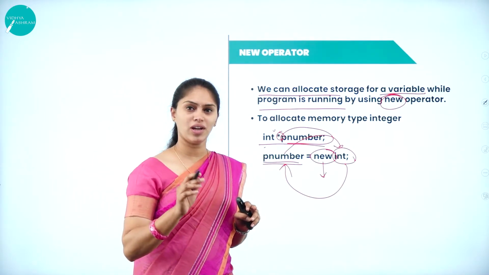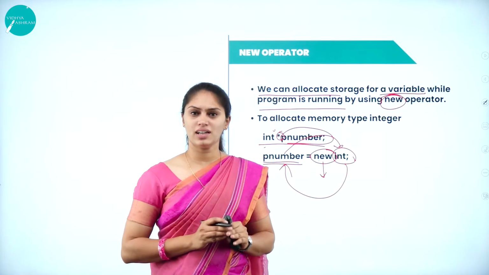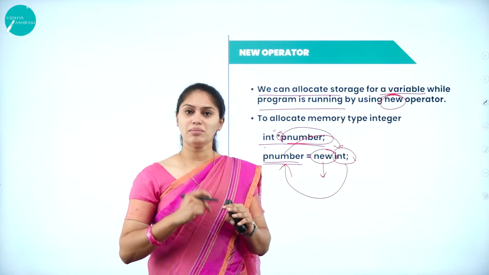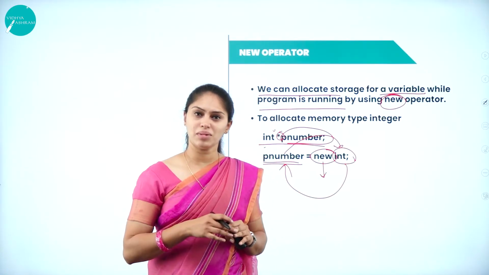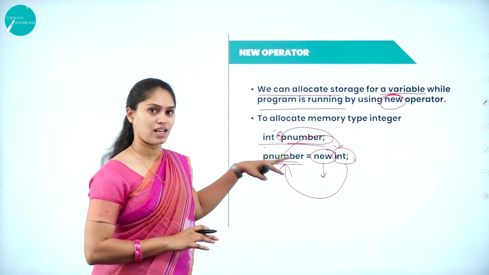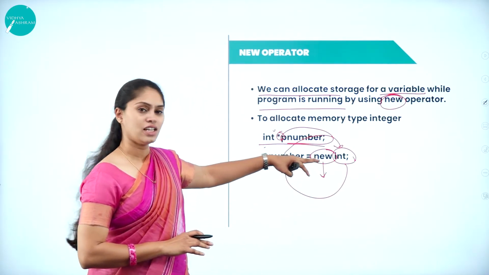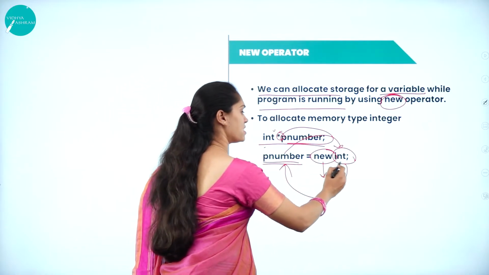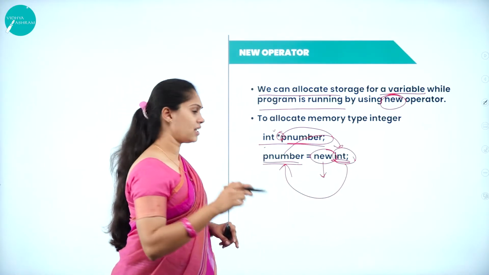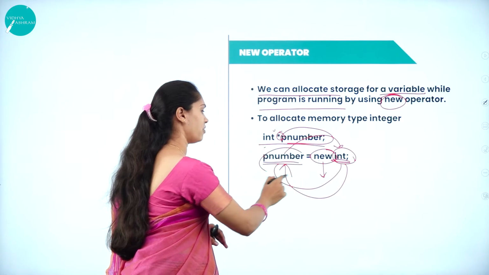Okay, so what I am doing? I am declaring one pointer variable. After that, I am allocating the memory space dynamically to that pointer variable by making use of this new operator. At last, you have to specify what must be the data type of the pointer variable.